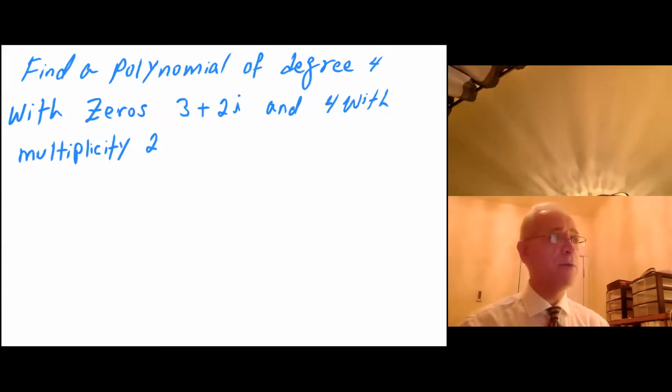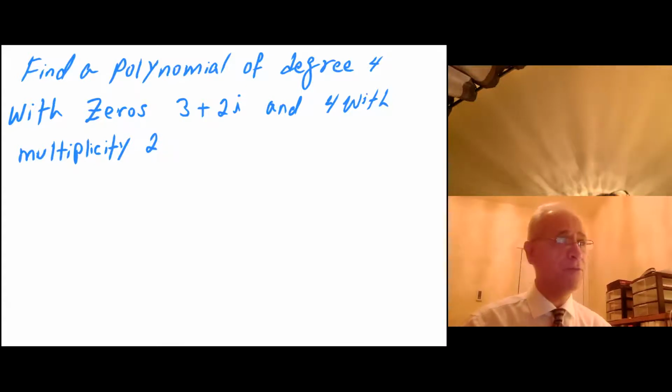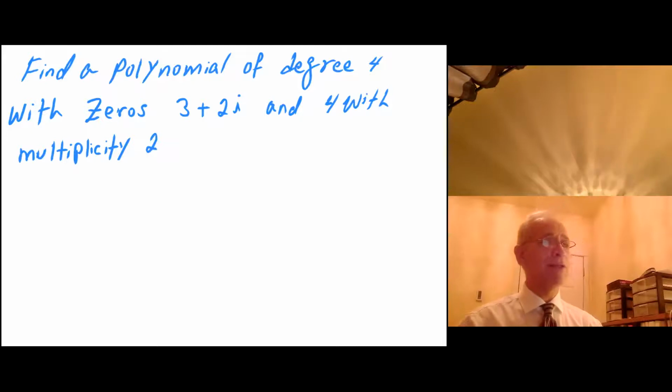Hello, Math 141. So we're supposed to find the polynomial of degree 4, and the given zeros are 3 plus 2i and 4 with multiplicity 2.